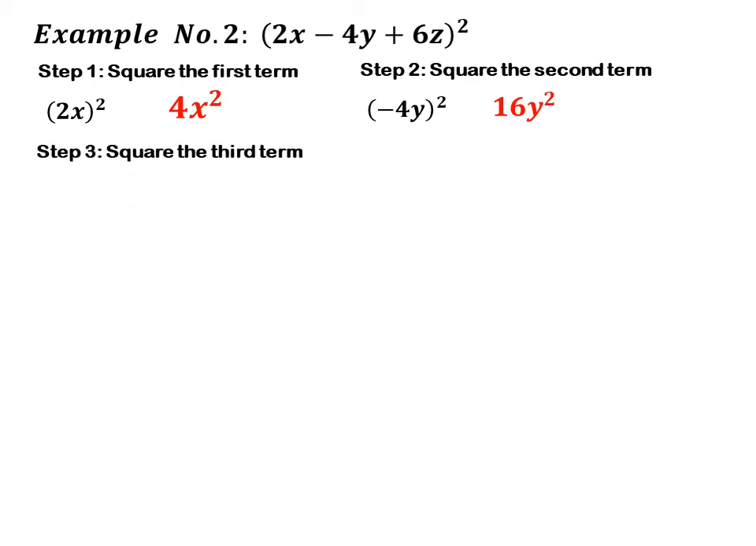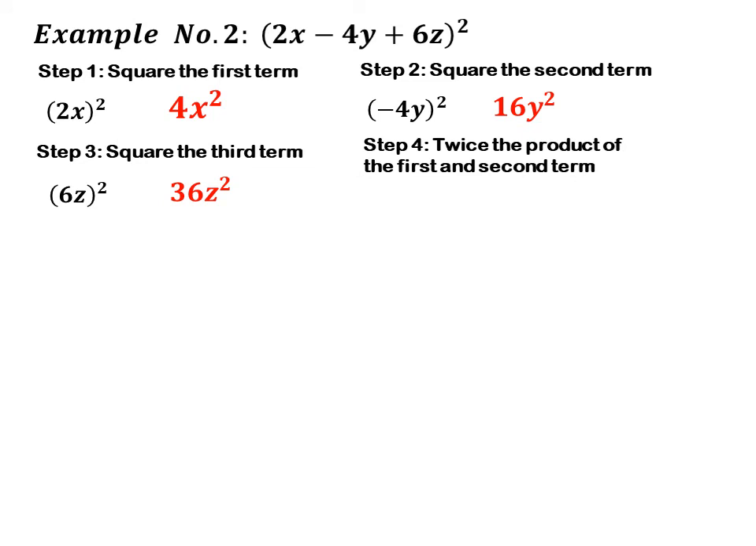For step number 3, we need to square the third term. What is then the square of 6z? The square of 6z is equal to 36z squared. Now we already have the third term of our final answer.